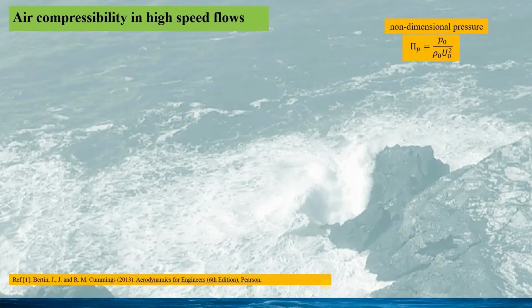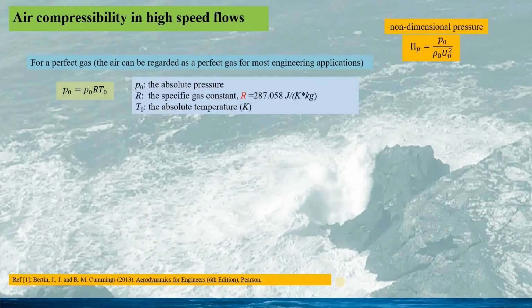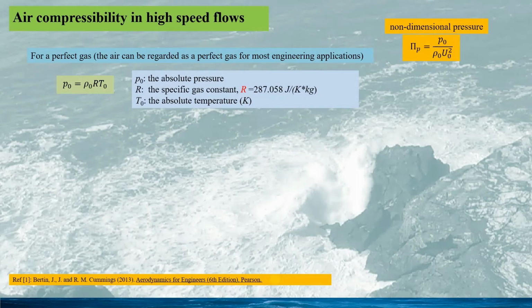Now we can examine the non-dimensional pressure. For the air, we can assume the air is an ideal gas. This assumption can be accepted for most engineering applications. The equation for the ideal gas is given as this. Here, P0 is the absolute pressure, R is the specific gas constant, and T0 is the absolute temperature in Kelvin.